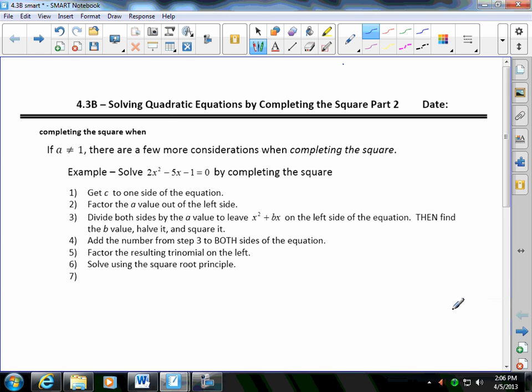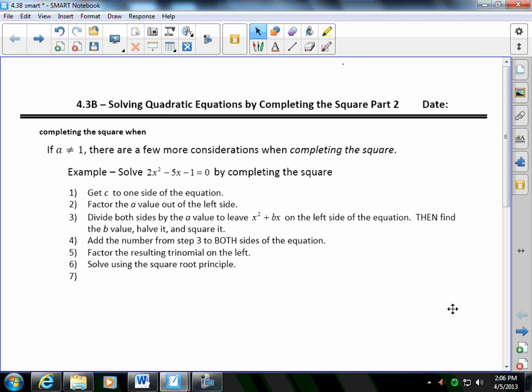So the last section, 4.3a, was completing the square and the square root method to solve problems. The method that we used there worked well because we were looking at equations where our a always had a value of 1. But sometimes you're not going to have that. Sometimes your a is going to be a value greater than 1, or less than 1 if it's a negative value. So you have to look at a couple more things when you're completing the square for that one.